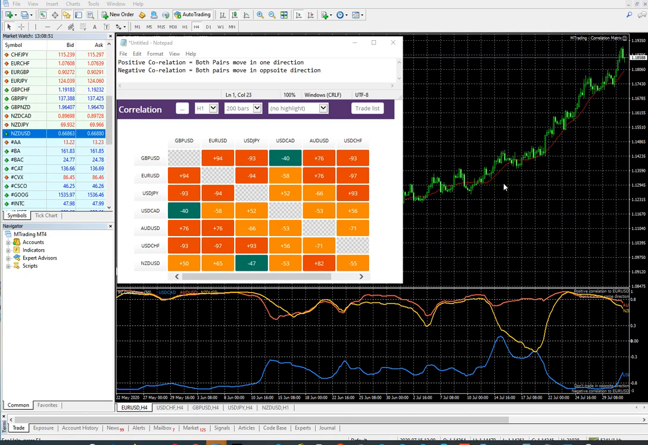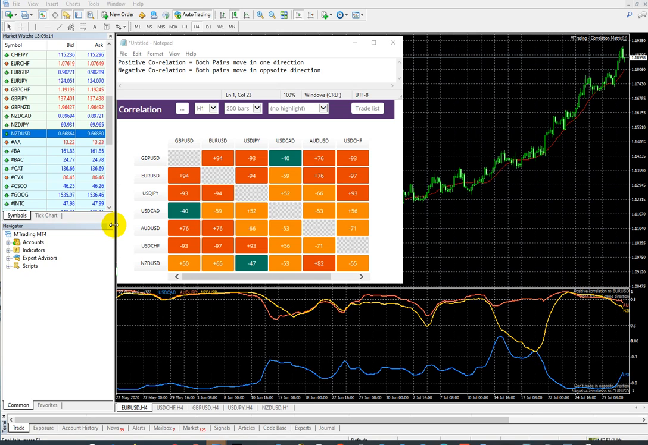In this video we will understand how one can use correlation while trading, and how Flash Trade 1 generates its signals based on correlation. This is the Flash Trade 1 indicator, where you can check the correlation between two pairs.